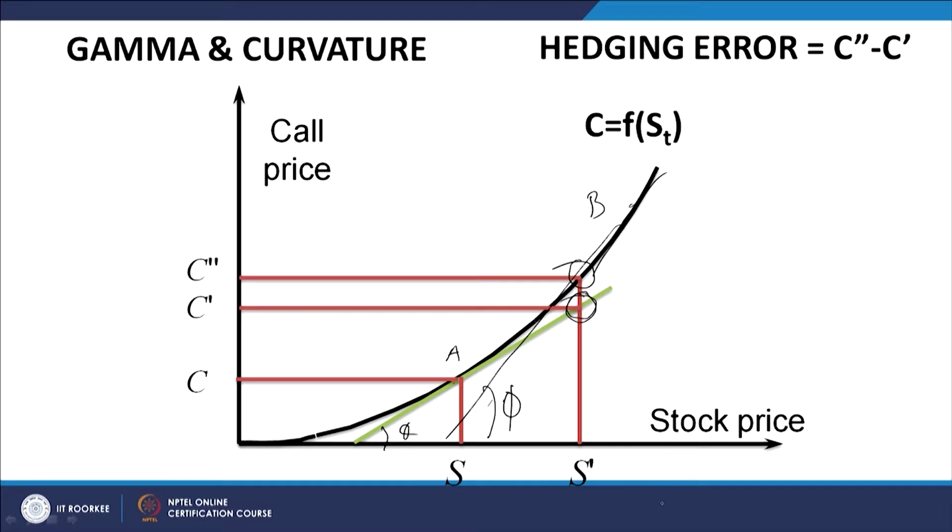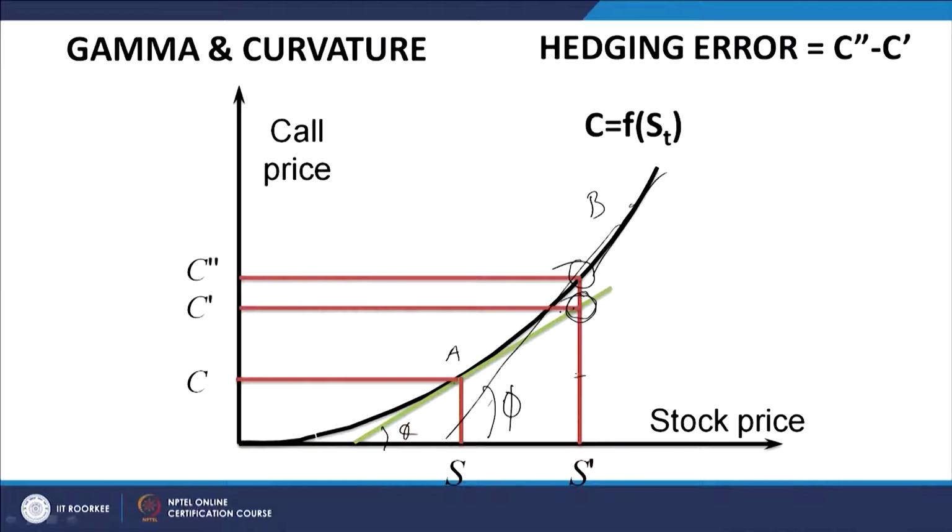The stock component would have moved linearly with this expression S dash minus S, but we have delta units of the stock. So, the stock component would have moved from this point to this point. This is the change represented in delta units of the stock, not one unit. One unit is so much, delta units is so much.